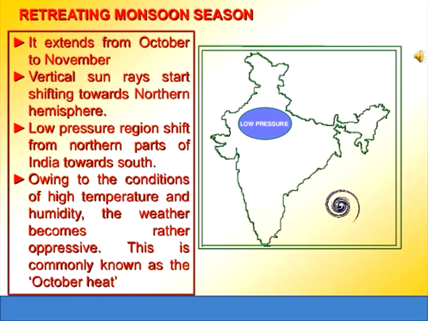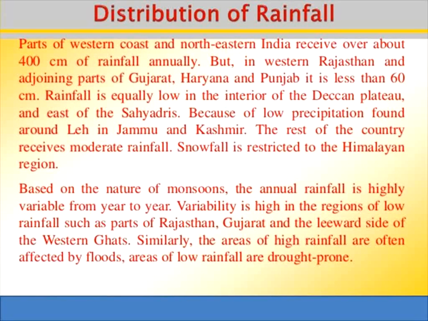During October you can find that in the northern plains sometimes heavy heat occurs. That is based on the vertical sun rays shifting, and the low pressure region is created from the northern parts of India. That is the main thing you can say. And based on this retreating monsoon, you know that in Tamil Nadu we receive the northeast monsoon only. Next we are going to see the distribution of rainfall, how this rainfall is distributed across the entire country.